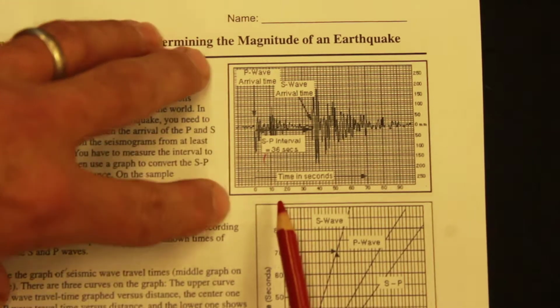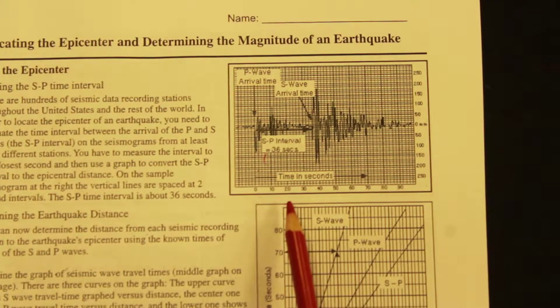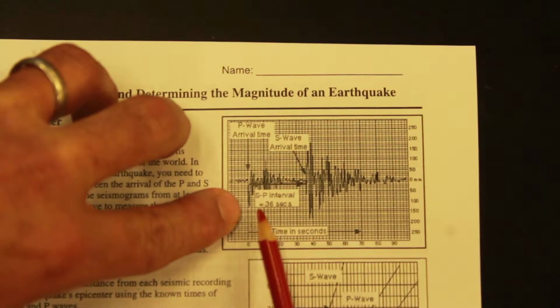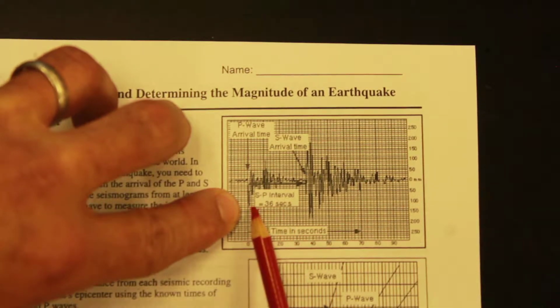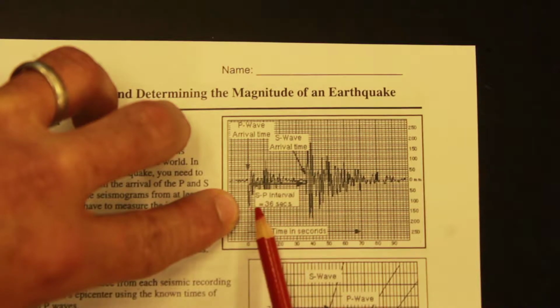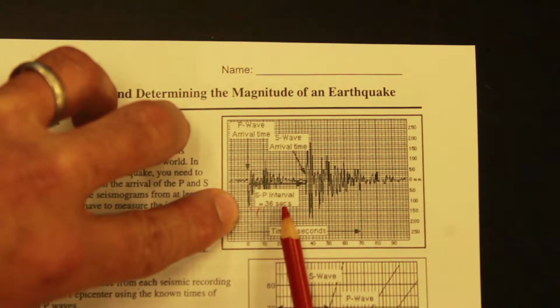The amount of time is recorded below as seconds. So in our example, it takes 36 seconds at the top right of your page after the P wave for the S wave to hit. SP interval of 36 seconds.